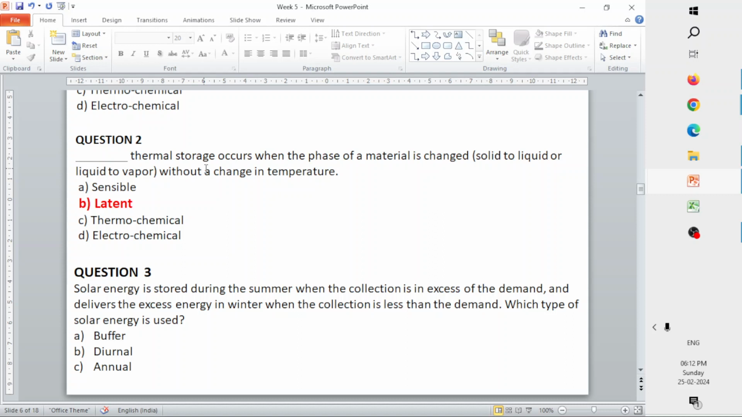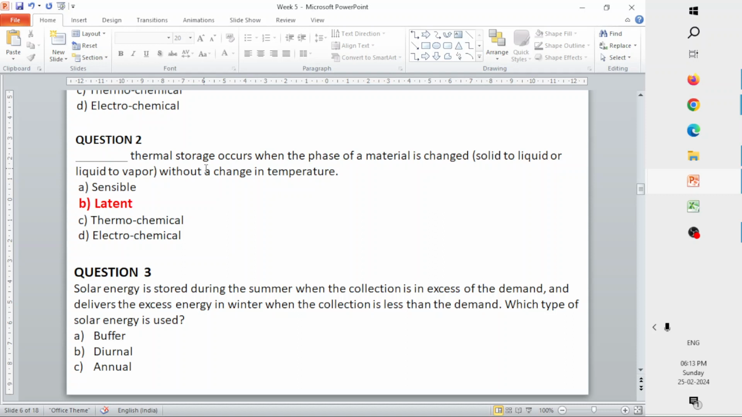Then comes the diurnal. Diurnal is where collection happens during the day, but the load and the consumption of energy is for 24 hours. So the load or the demand is for 24 hours in a day, but the collection happens only for the sunlight hours. Throughout the day, only for a particular period do we get the sunlight, but the demand is for the entire day. So there is a mismatch because the demand is more compared to what you are going to collect. This type of energy storage is diurnal. Then the next one comes as annual.